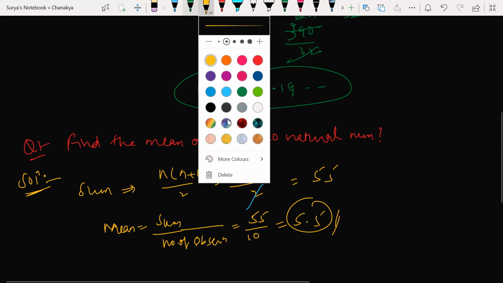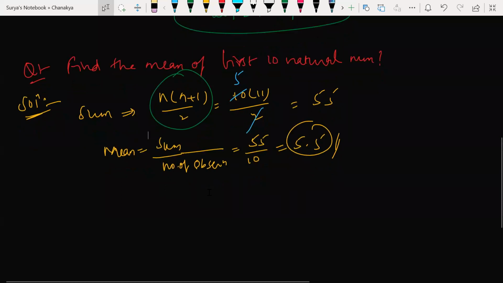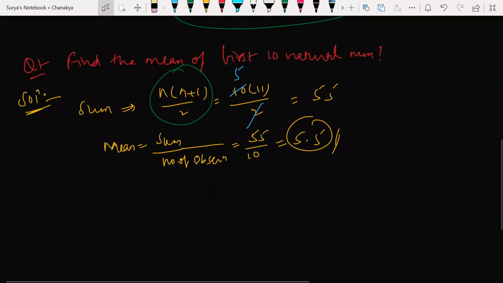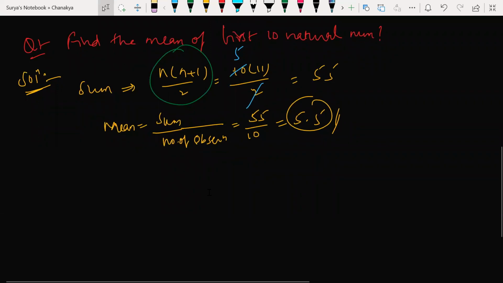See, what is the formula for the sum of the first 10 natural numbers? This is the formula, isn't it? The sum is going to be 55. Then the mean is equal to what? Sum by number of observations.